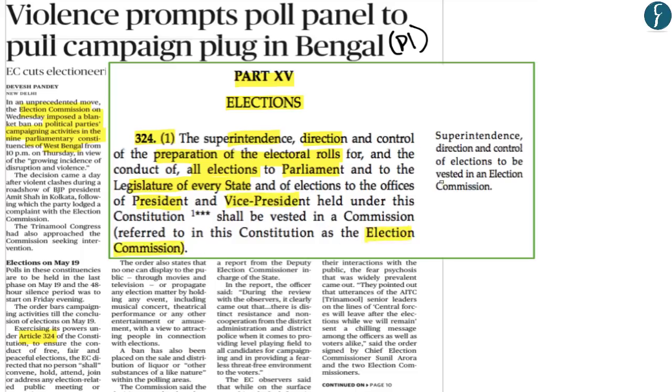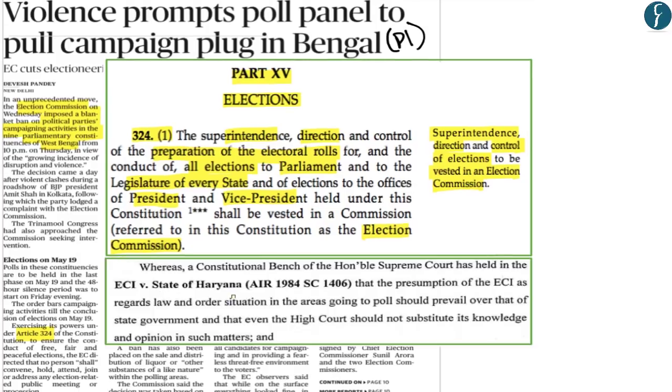What Article 324 provides is that it has vested the Election Commission with the superintendence, direction, and the control of elections. Therefore, it was in respect to the powers provided to the Election Commission under Article 324 that it imposed various bans on the campaigning activities of political parties in parliamentary constituencies in West Bengal. With regards to this ban, the Election Commission has also referenced the verdict of the Supreme Court in the Election Commission vs. State of Haryana case of 1984.